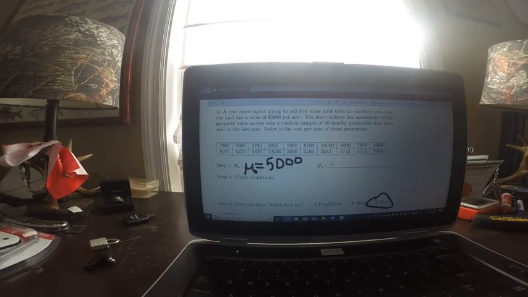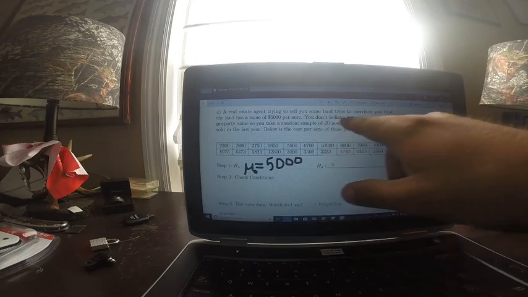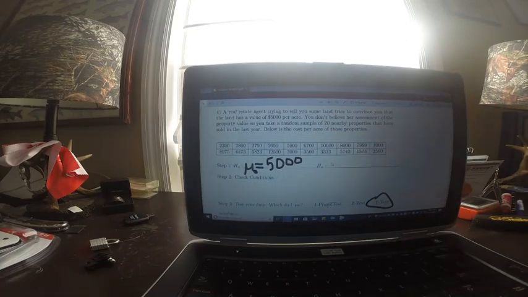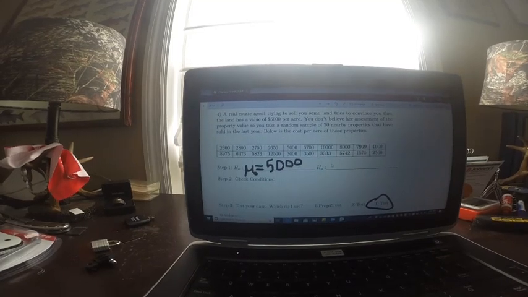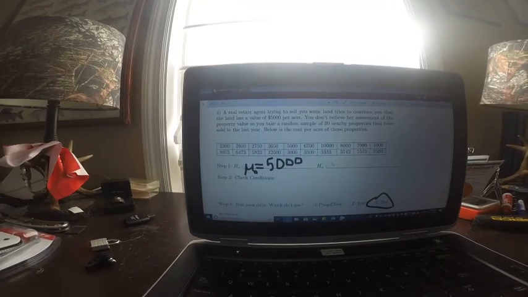So here it says you don't believe her assessment of the property value. It doesn't say you think the property value is higher. It doesn't say you think the property value is lower. Now, if you're like me and you're kind of a cheap person and you always want to pay the least amount for everything, because that's exactly what I like to do, and you like to haggle things down, you're always going to say that $5,000 is too high. But that's not exactly what the problem says here. The problem says here that you don't believe her assessment.